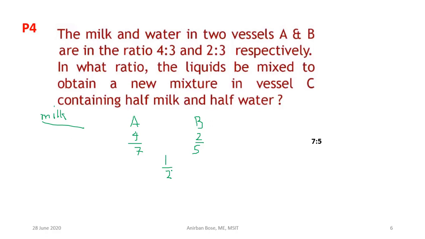What is the difference? 2 into 2 is 4, 5 minus 4 is 1. So 1/10. And the other difference: 4 into 2 is 8, 8 minus 7 is 1, divided by 14. So the ratio of A to B is 1/10 to 1/14. That means 14 to 10. 14 to 10 is 7 to 5. So the answer is 7 to 5. Okay. Now coming to the next problem.